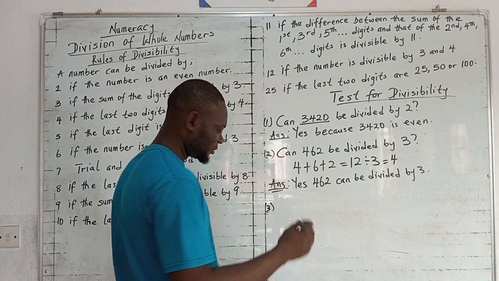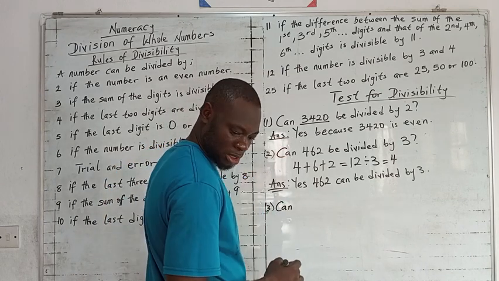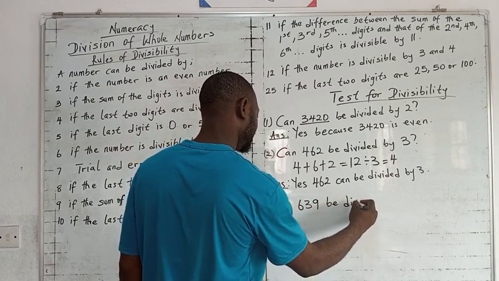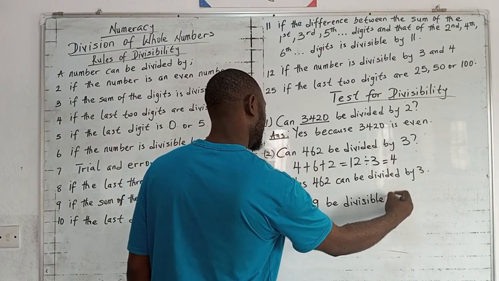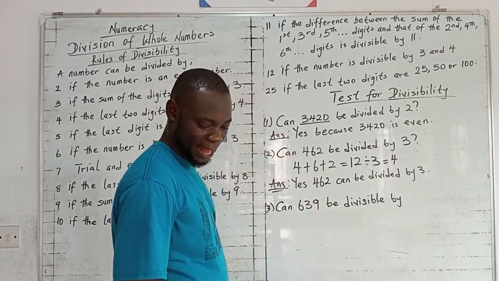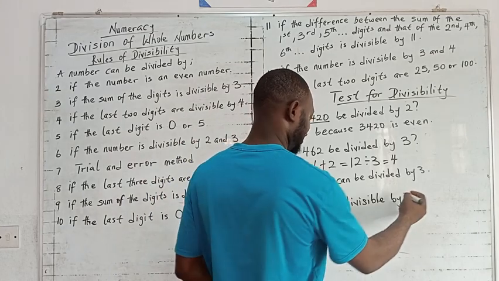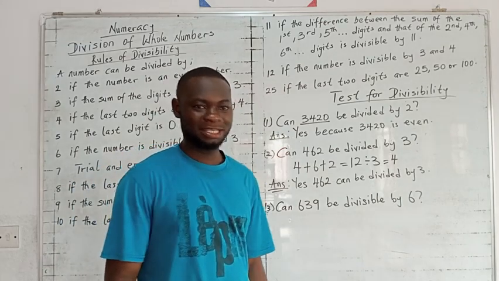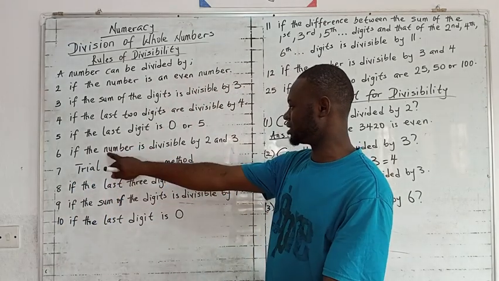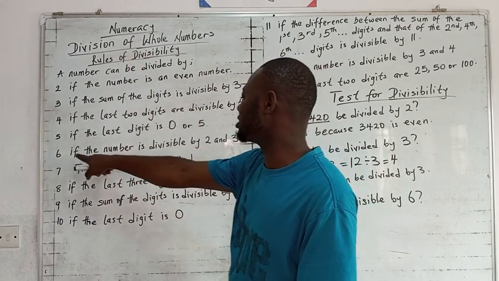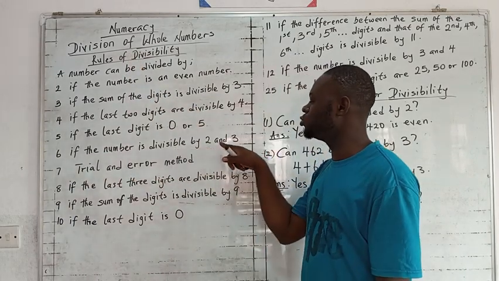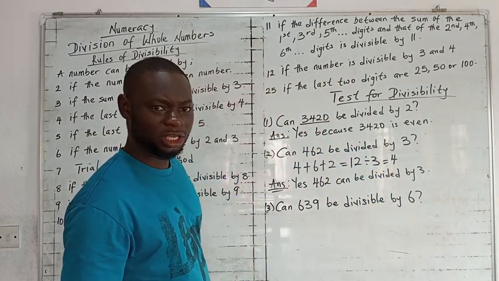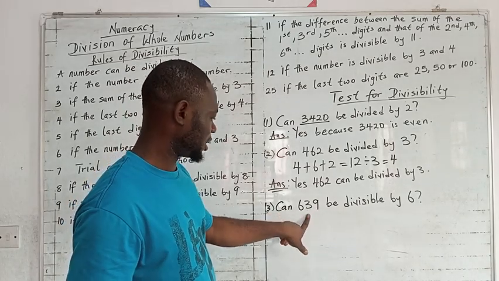It says, can 639 be divisible by 6? Can 639 be divisible by 6? We go to our rules and check divisibility by 6. It says that a number can be divided by 6 if that number can be divided by 2 and 3. So let's start. Meaning that we are checking to see if 2 can divide this number and 3 can divide this number.